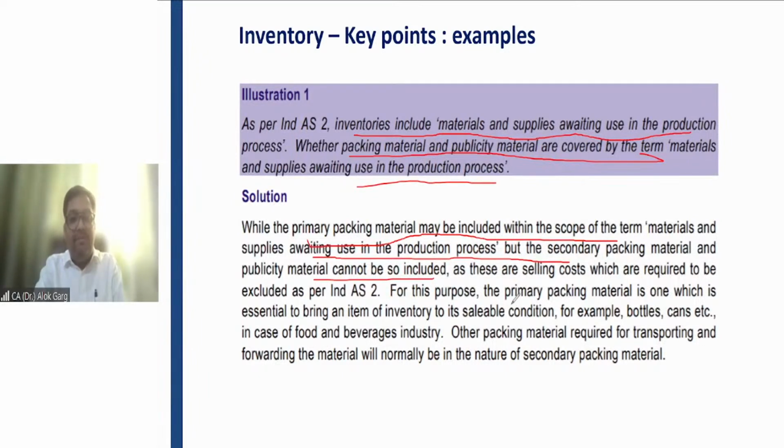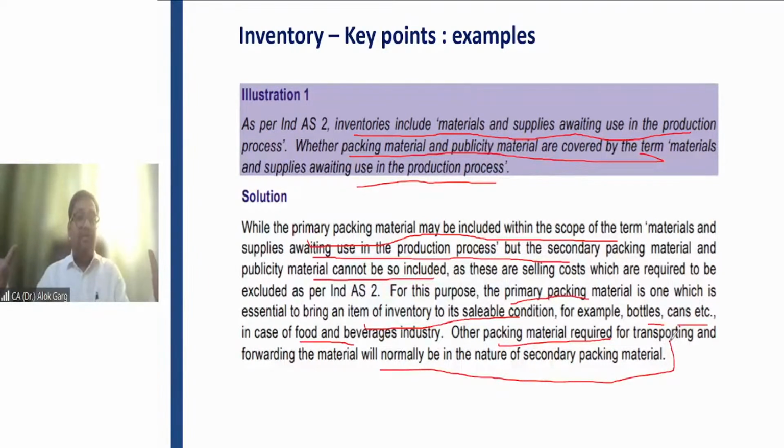For this purpose, the primary packing material is one which is necessary to bring an item of inventory to its sellable condition. For example, bottles, cans, etc. in case of food and beverages industry. Other packing material required for transporting and forwarding the material will normally be in the nature of secondary packing material.